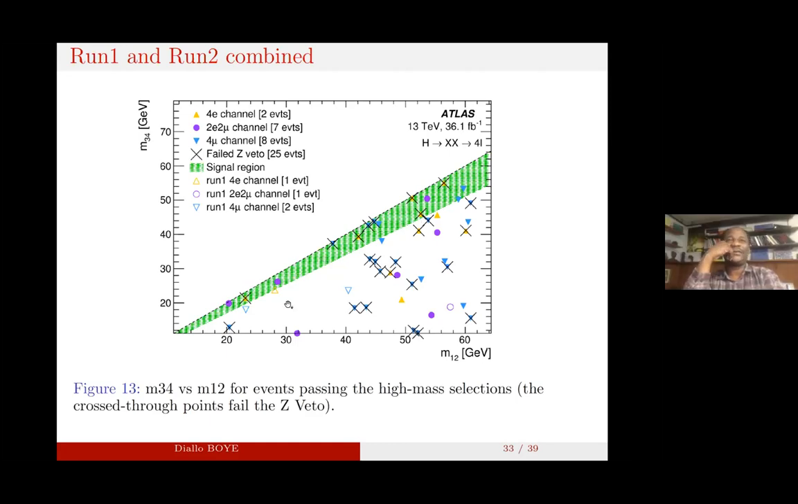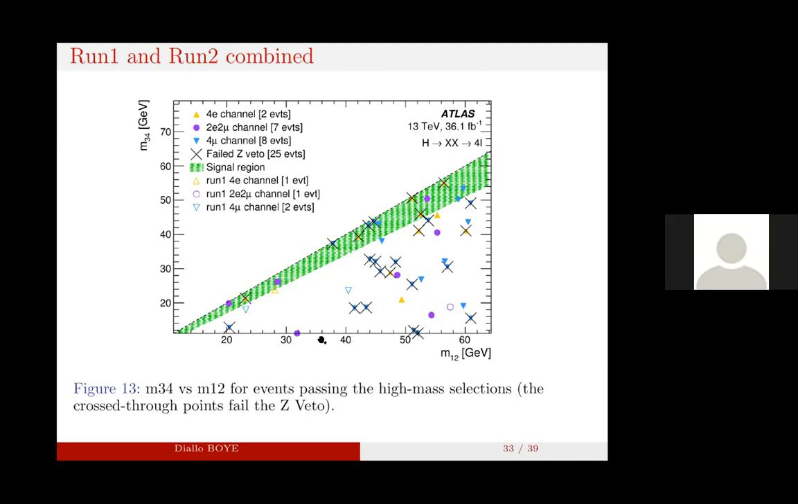Now, why don't you have events in the other triangle? Could you explain the full kinematics so people can appreciate what's going on? So you mean here? No, the other side of the line. You mean here? No, the other area where you have no events at all. Oh yeah, okay. So what we are plotting here is M12 versus M34, but we define M12 in such a way that M12 corresponds to the leading dielectron. What does leading mean? Diallo, you are using our jargon. Some of us understand when you say leading. Okay, let me explain then.